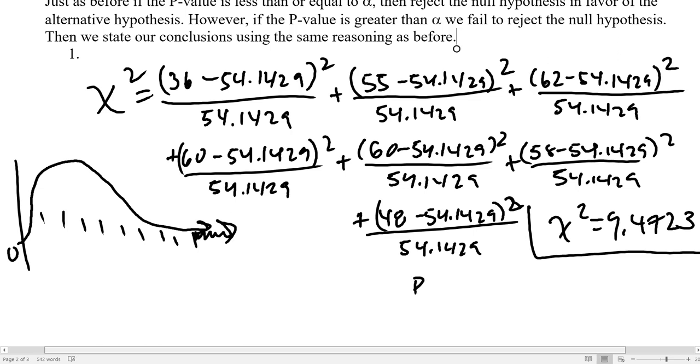So to get the p-value, we do chi-squared CDF, 9.4723, infinity, and degrees of freedom. How many categories are there? How many days of the week are there? 7 minus 1, 6.